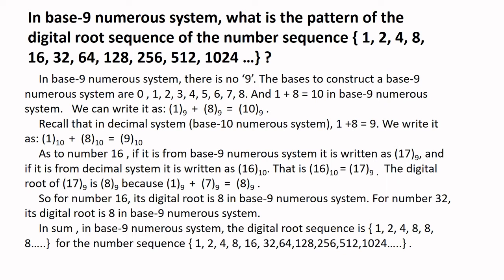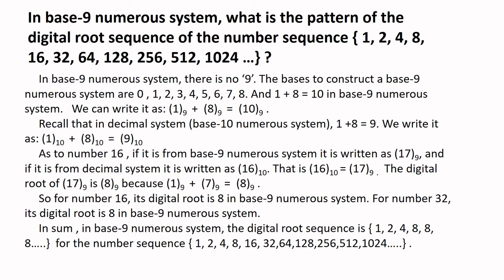This slide talks about in base 9 numeral system, what is the pattern of the digital root sequence of the number sequence 1, 2, 4, 8, 16, 32, 64, 128, 256, and so on. In base 9 numeral system, there is no 9. The basis to construct a base 9 numeral system are 0, 1, 2, 3, 4, 5, 6, 7, 8. And 1 plus 8 equals 1, 0 in base 9 numeral system. And we write it as 1 with subscript 9 plus 8 with subscript 9 equals 1, 0 with subscript 9.